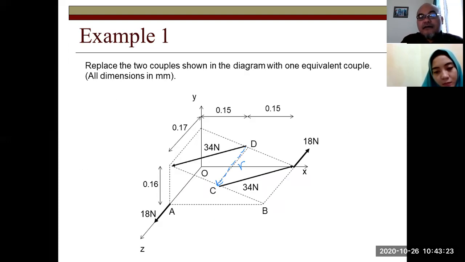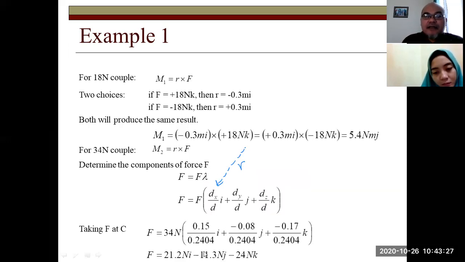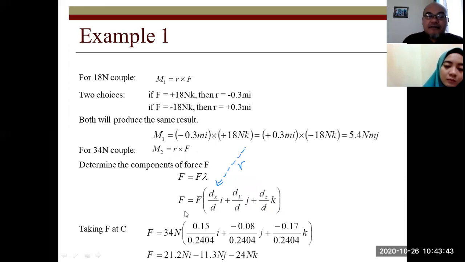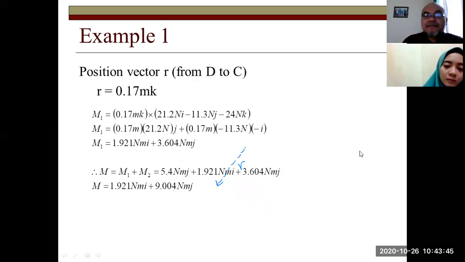X, yeah, the Y is negative. Minus 11.3 Newton J minus 24 Newton K. Okay, because this force factor C is going towards minus Z direction, going towards minus Y direction. Okay. So this is what it implies.